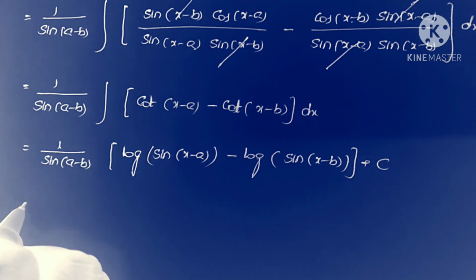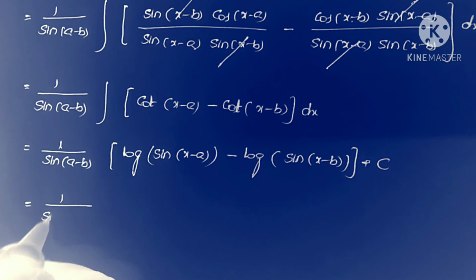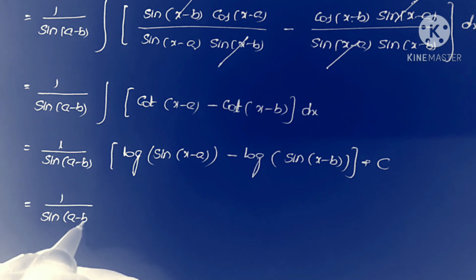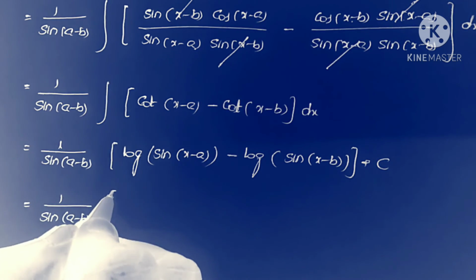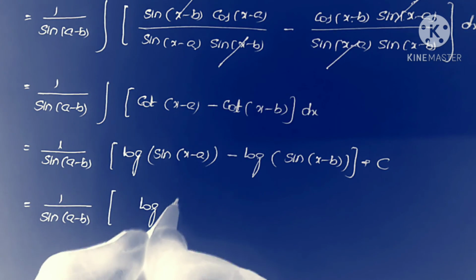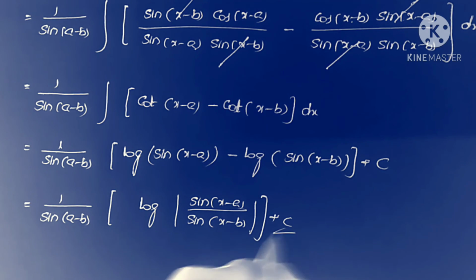plus c, and this is equal to 1 by sine a minus b into, which is in the form of log a minus log b, that is log of a by b. That's all. This is the answer.